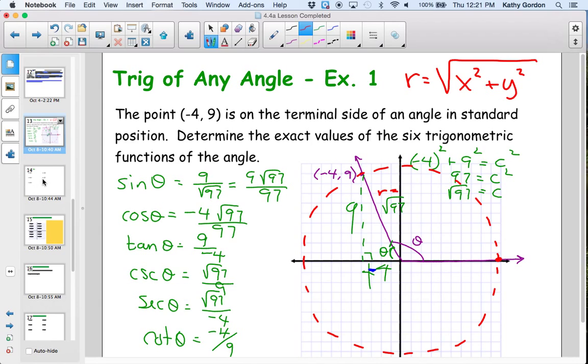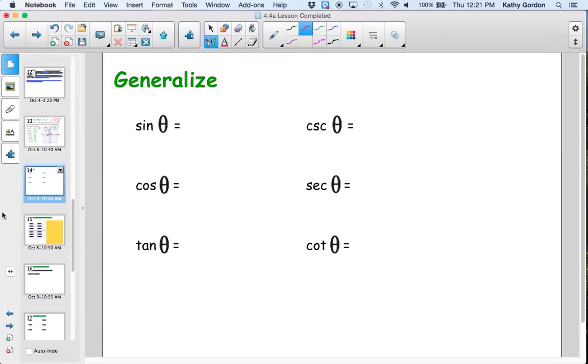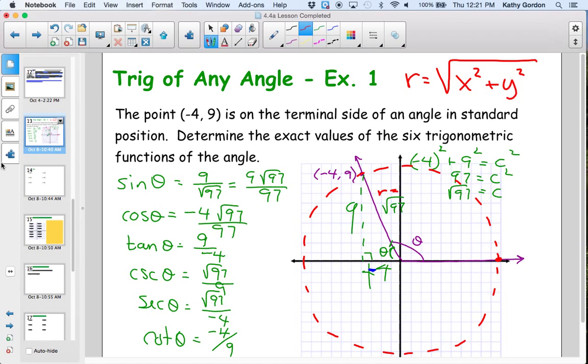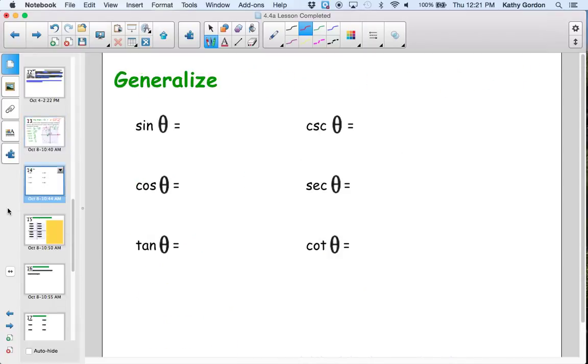Alright, so going back to this then. When you look at the sine of our theta, where did that 9 come from? The y. Where did that square root of 97 come from? The r. So in general, sine of theta is going to be found by taking the y coordinate of the point and dividing it by the r value that you would find.